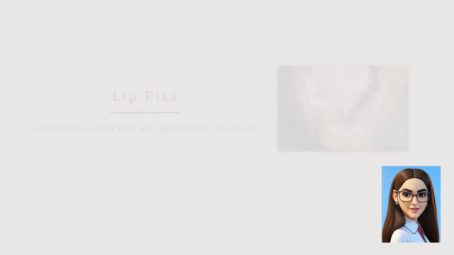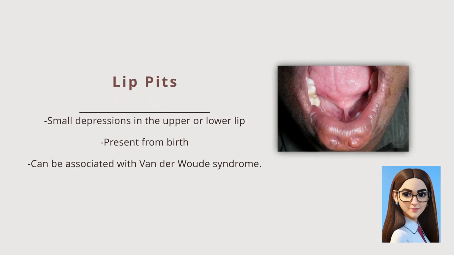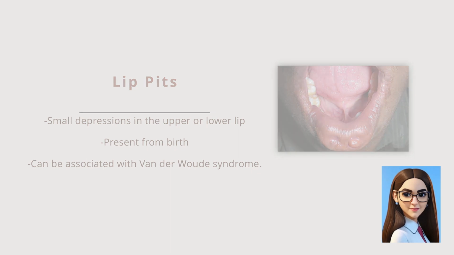The first condition on this part is called lip pits. These are also known as lip sinuses or fistulas. These are small depressions or openings in the upper or lower lip, more commonly in the lower lip. These pits are a type of congenital anomaly, meaning they are present from birth. While lip pits are usually harmless, they can sometimes be associated with other conditions such as van der Woude syndrome. In some cases, they can become infected or inflamed, which can cause discomfort or pain.